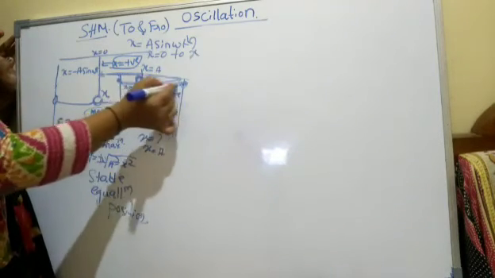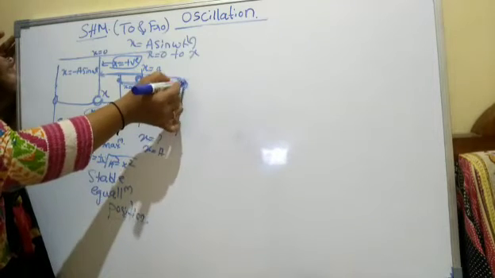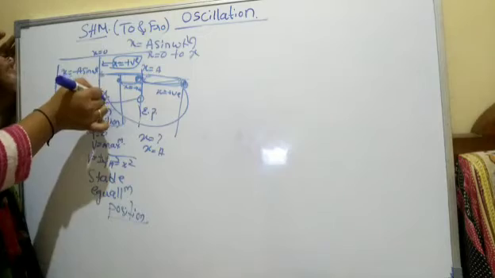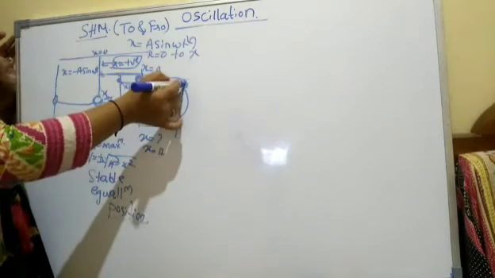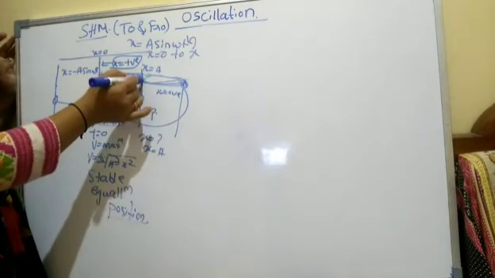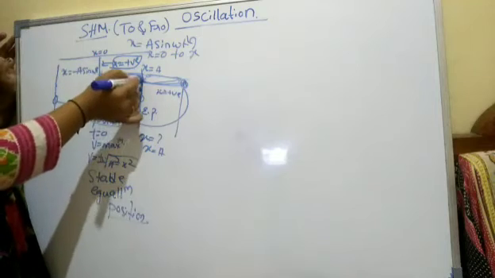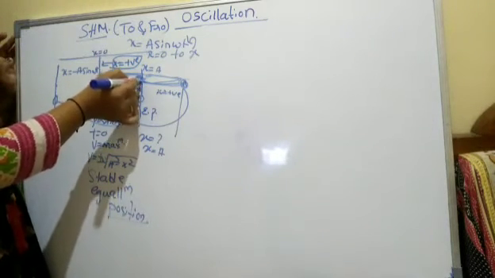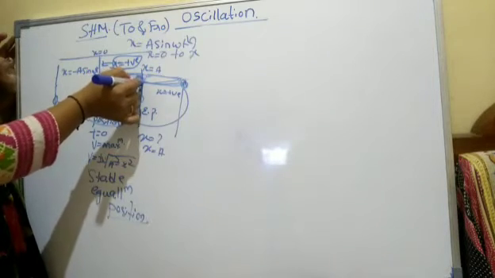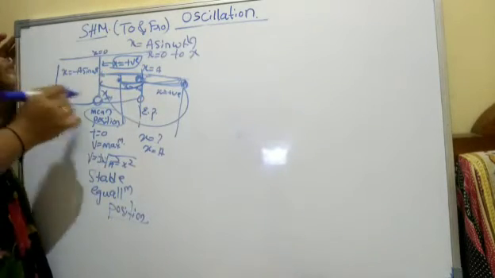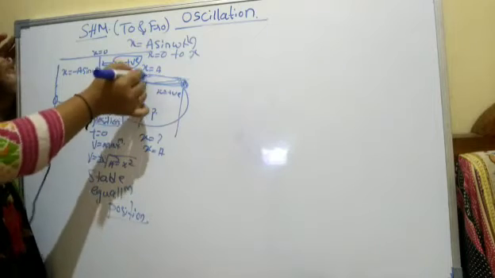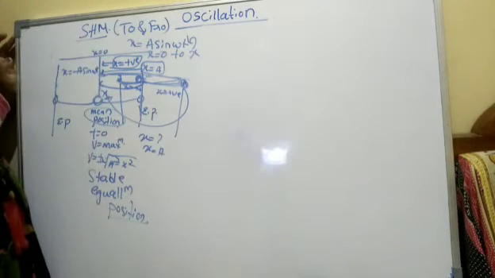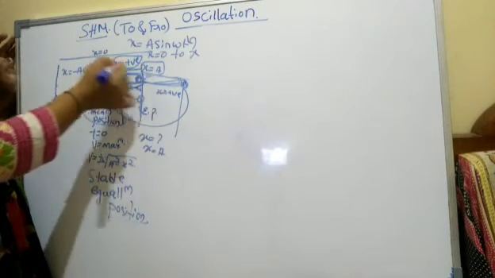When the particle shows motion in this direction, the next target is to move towards the mean position. If the particle is moving in this direction, the journey from here to here, it is trying to reach the mean position only. That means this is x equal to a, and it is trying to move from a to x.